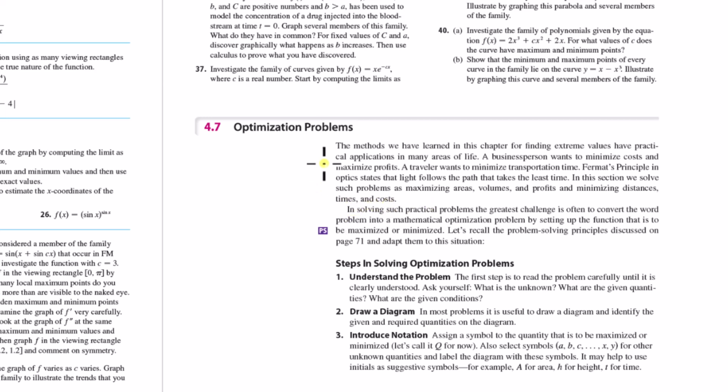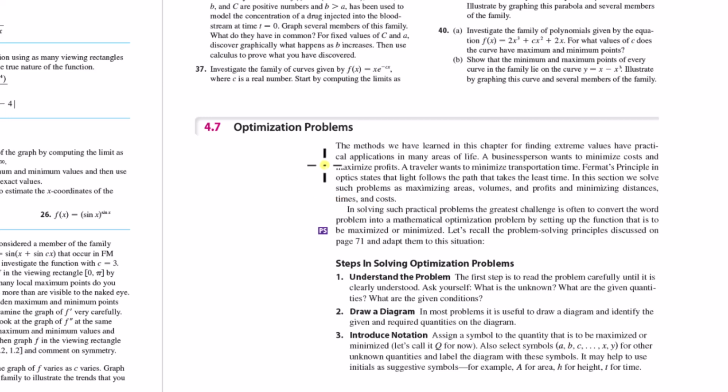So that's the idea of an optimization problem. There's something you're trying to optimize. You're trying to find the optimum value of something. So what does that mean, the optimum value? Well, like it says, the least amount of time, the maximum profit, the maximum area, the minimum distance, cost.